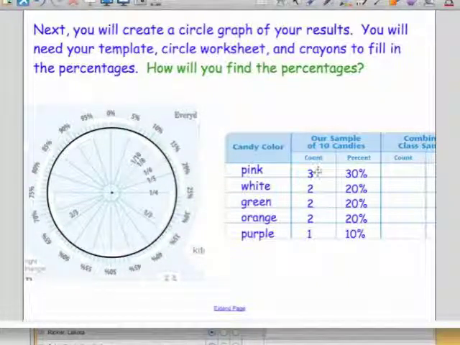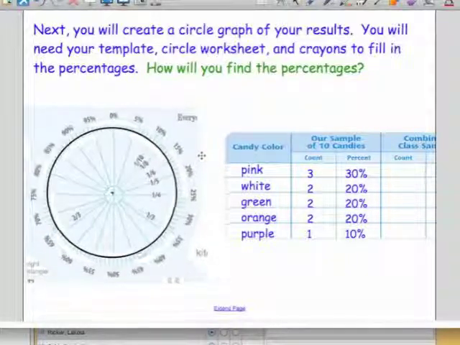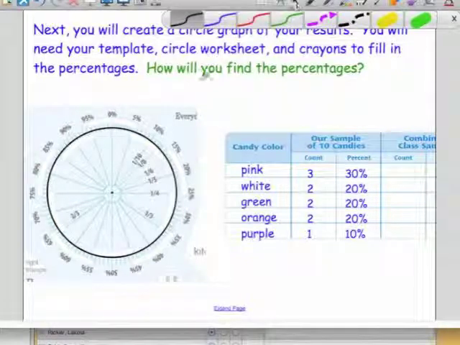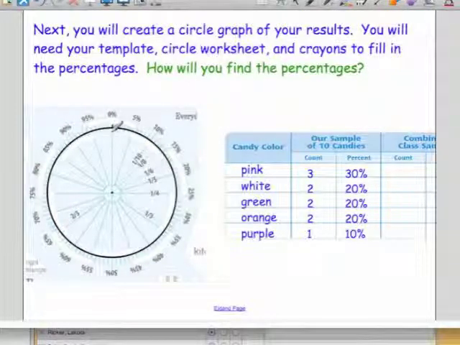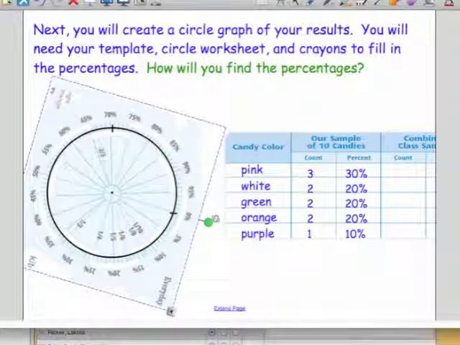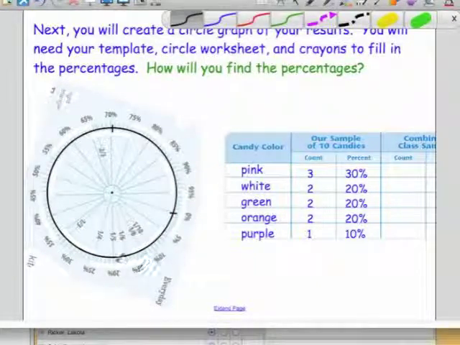Pink was 30%. I'm going to line up my center dot, the center of my percentage template, and then I'm going to make a mark for my 0, and then I'm going to find 30%. I'm going to make another mark. Okay, so from here to here is all going to be pink. My next part is going to be white. So I have a couple of options. I can think that 30 plus 20 is going to be 50, and I can leave my template the same and mark for 50. Or if that's confusing to you, you can always rotate your template and realign it at the 0, so that way you can mark 20%.